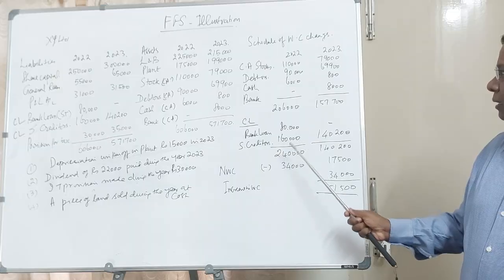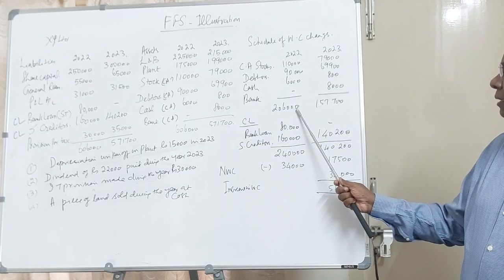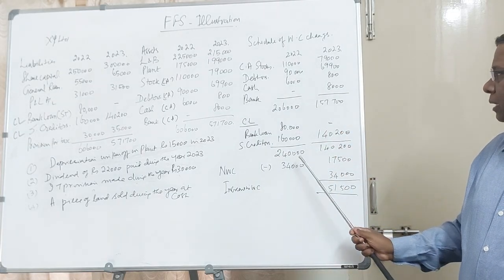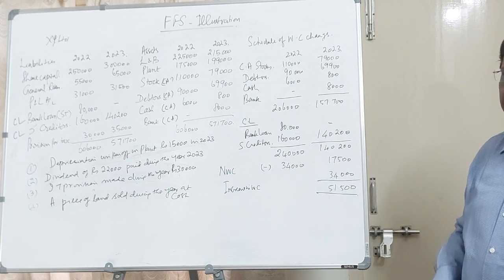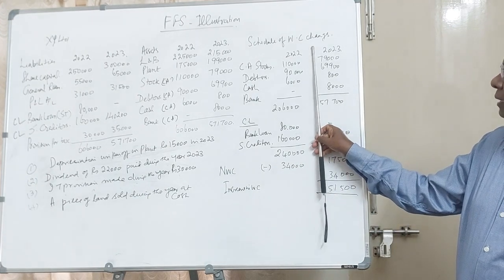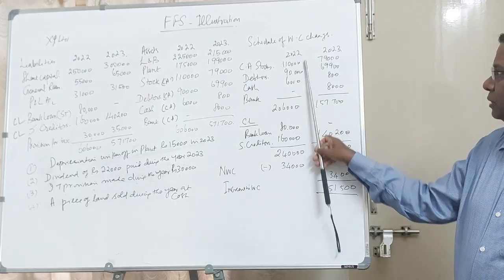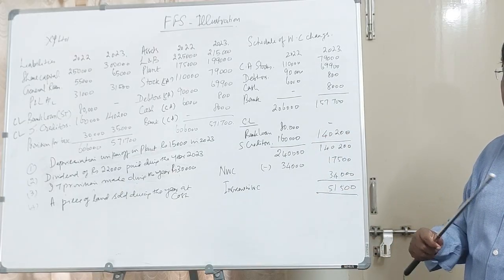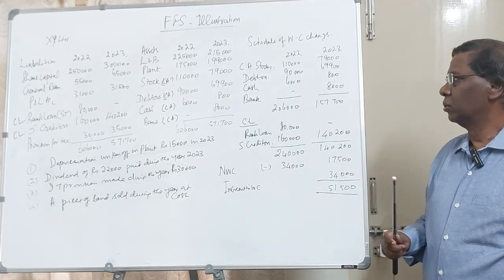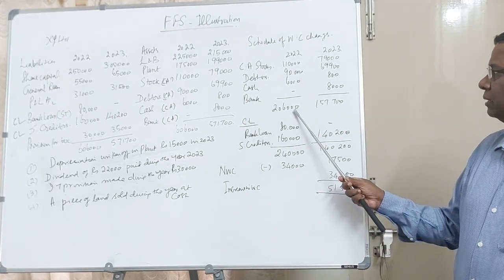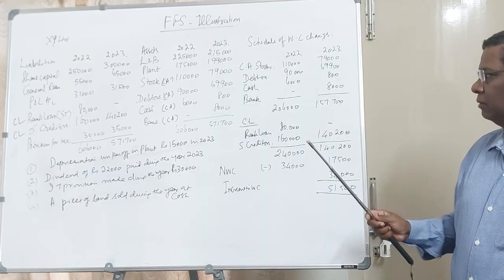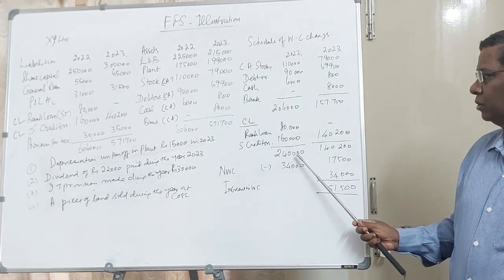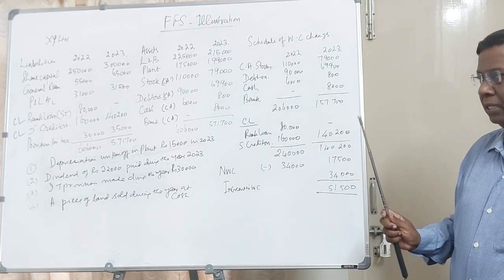Instead, I'm telling you an easy way to understand. Just look at this side and that side. First I am seeing only 2022. Just be with me, it will be easy to understand. So 2,06,000 is the total current assets, whereas the current liability is 2,40,000.